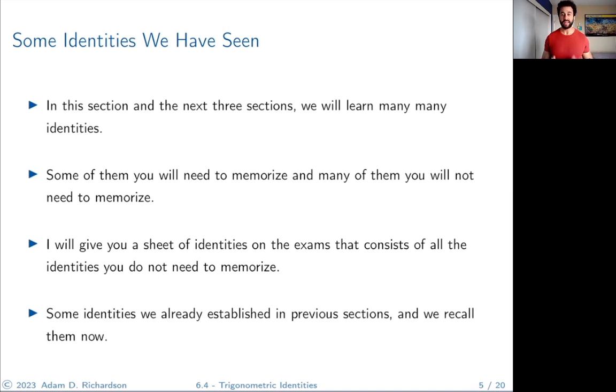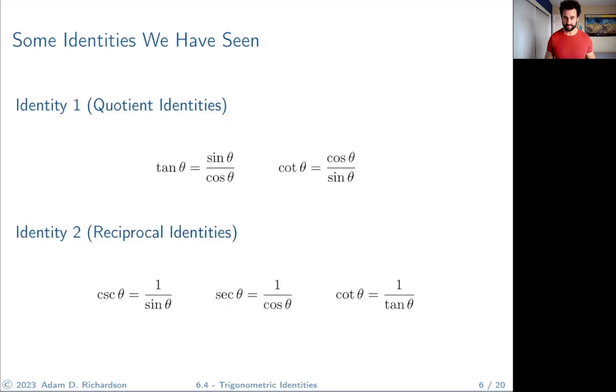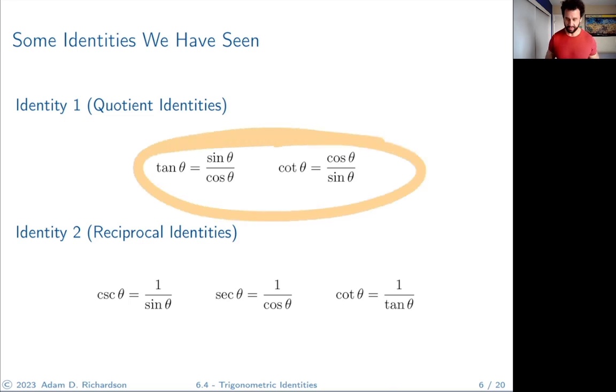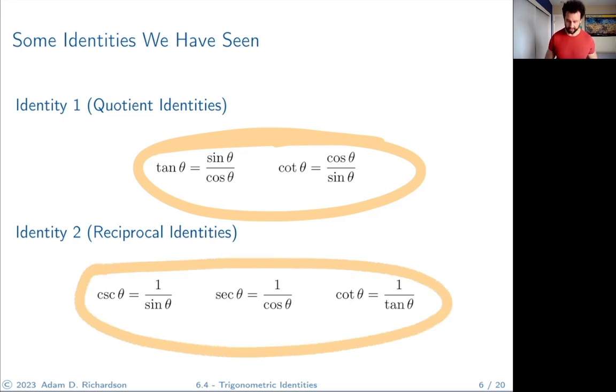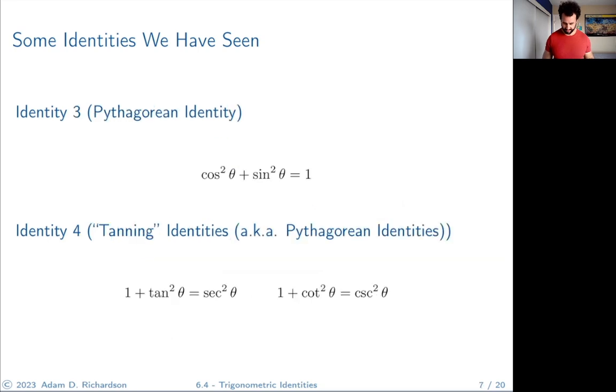So some identities we actually already established, and we're going to recall them now. So there's the quotient identities. These are actually how we defined tangent and cotangent, so you should have those memorized already. The reciprocal identities, those are specifically how we defined cosecant, secant, and cotangent. So you should have those memorized.